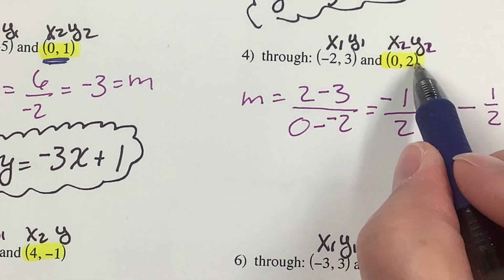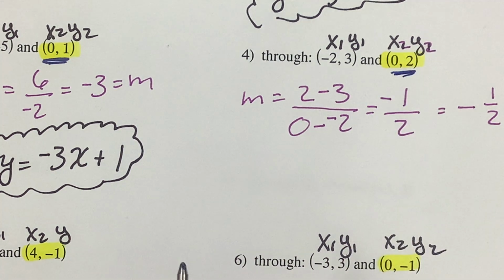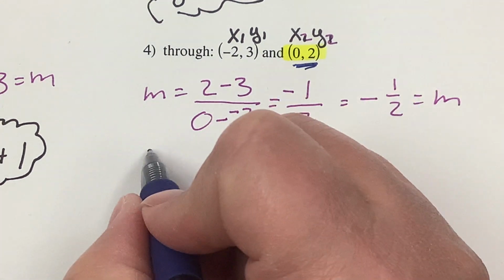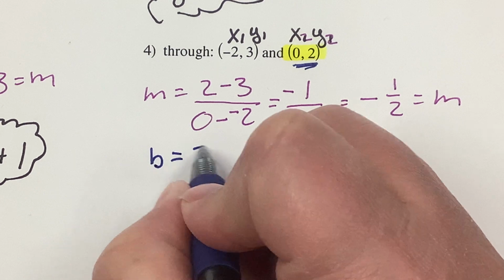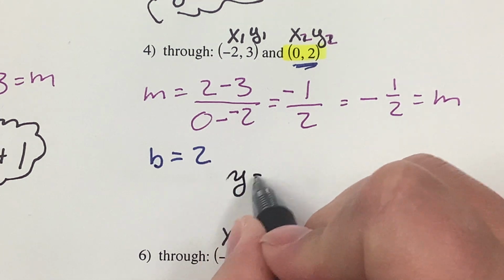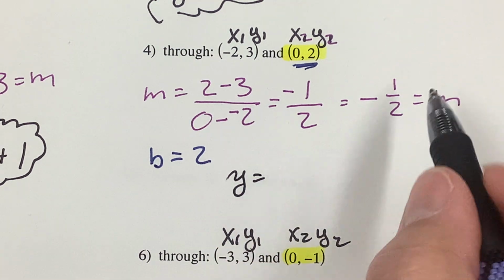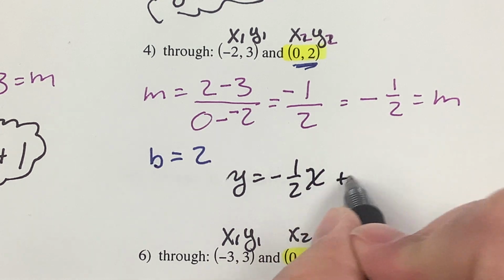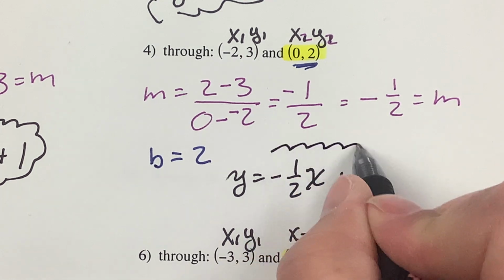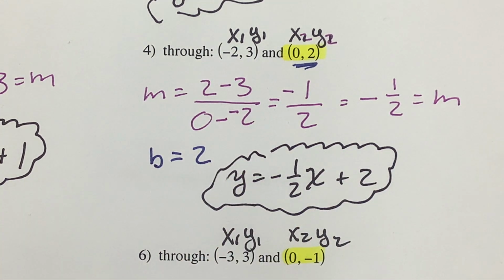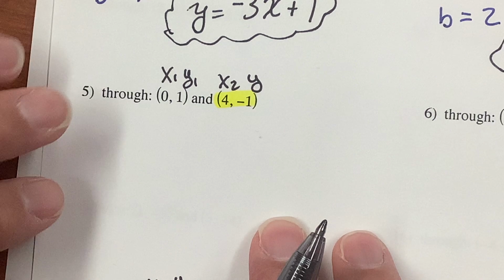When x is 0, y is the y-intercept. So x is 0, y is positive 2, b equals positive 2. As I throw my pen around, y equals mx plus b, negative 1/2 x plus 2. Puffy cloud of happiness. Okay. For the next one.